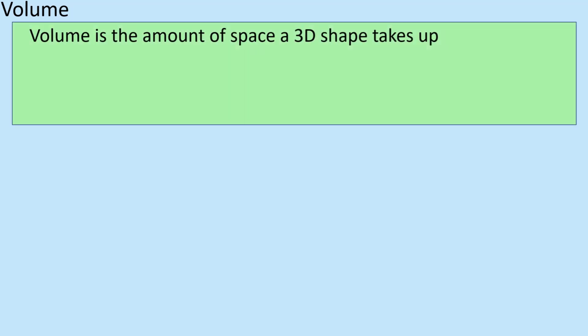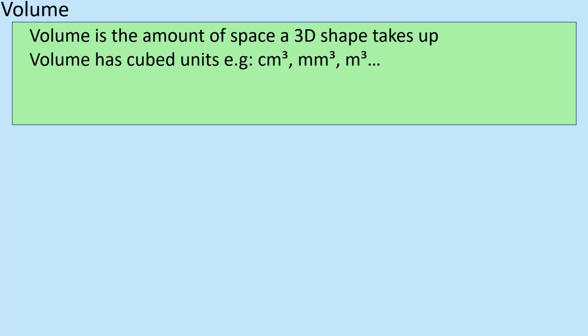Hi there everybody, just a short video about volume and what volume is, and how you go about calculating some basic volumes of some shapes. So essentially the volume is the amount of space a 3D shape takes up. In a virtual world, how much space it takes up.